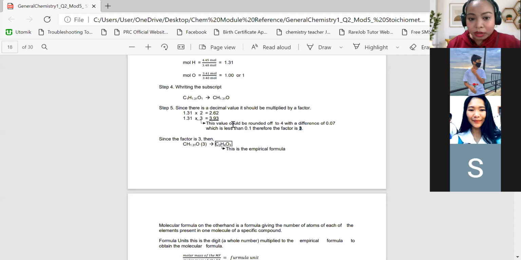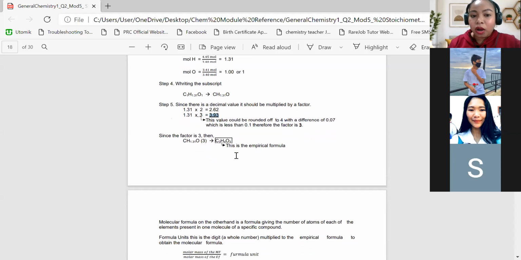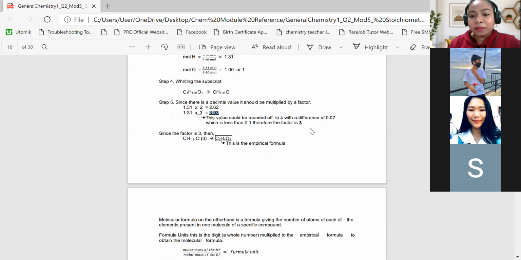Understood? For example, 1.31 times 3 is 3.93. It's not a whole number, but it is close to 4, right? If we round it off, it becomes 4. Now, if we subtract, the difference is 0.07, which is less than 0.1. So, that works. Instead of writing 3.93, you write 4. So, we use 3. That is the value we carry. Therefore, the factor we multiply is what we call the formula unit, which is 3.